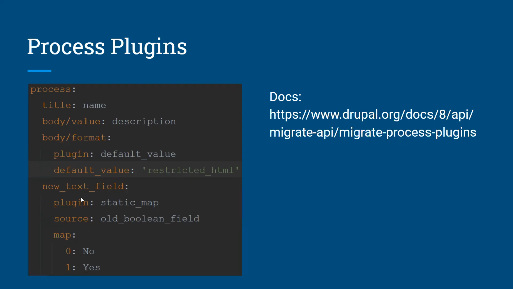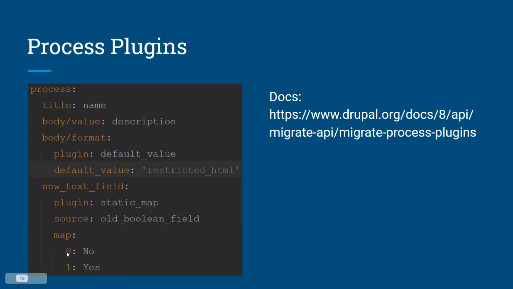And then the final example here on this slide is an example of another plugin. There are maybe a few different process plugins between core and the Migrate Plus module. This is just an example of 3 of them or 4. In this case, the plugin that we want to use is a static map. I'm pretending that we have an old Boolean field on the taxonomy terms, and we want it to be mapping to a text field on the example nodes. And so for that, we define a map down here.